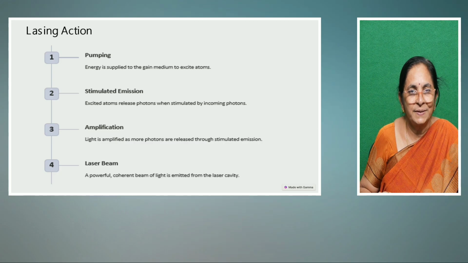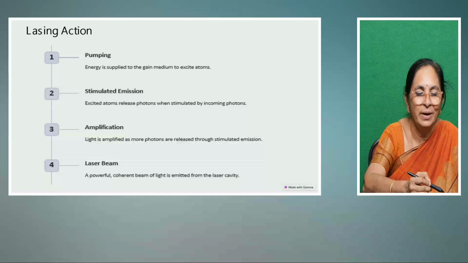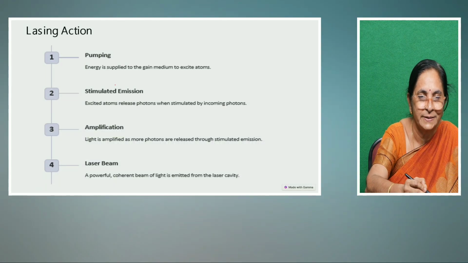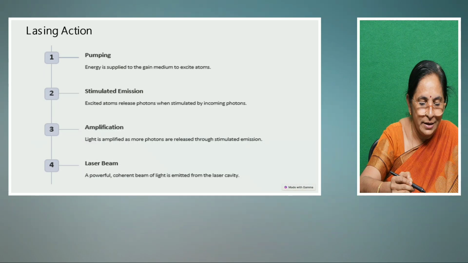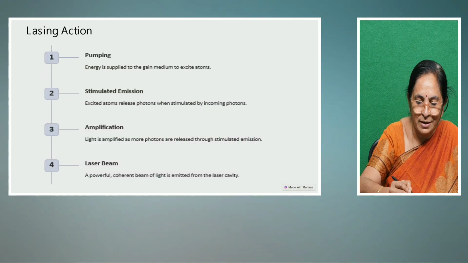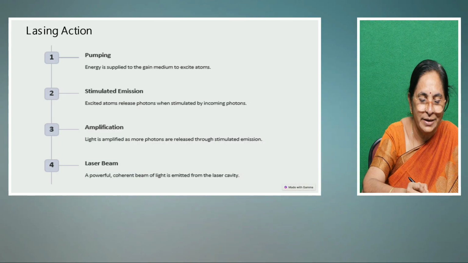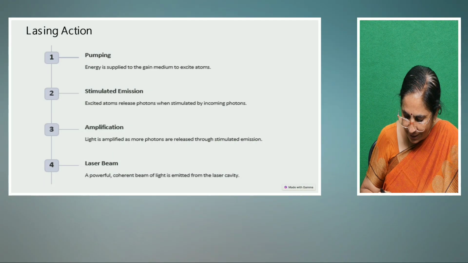So in simple terms, this is how lasing action takes place. First, optical pumping transfers atoms from the ground level to the excited state. Next, stimulated emission takes place, meaning they jump from the metastable state to the ground state, emitting a lot of photons. These photons undergo amplification between the mirrors in the optical resonator. Finally, we get a laser beam: a powerful coherent beam of light is emitted from the laser cavity.